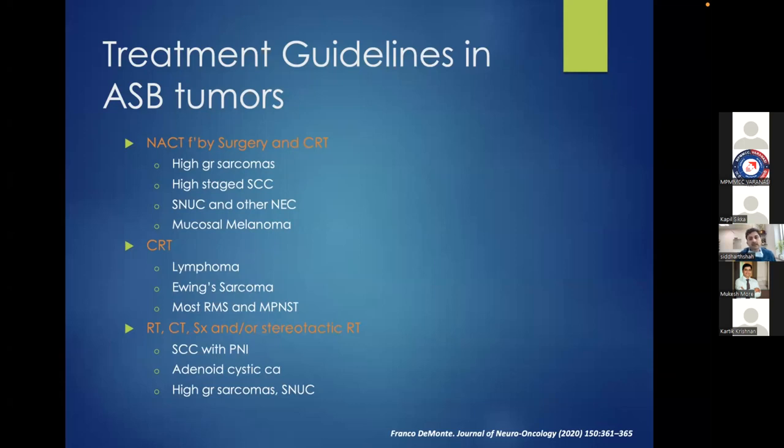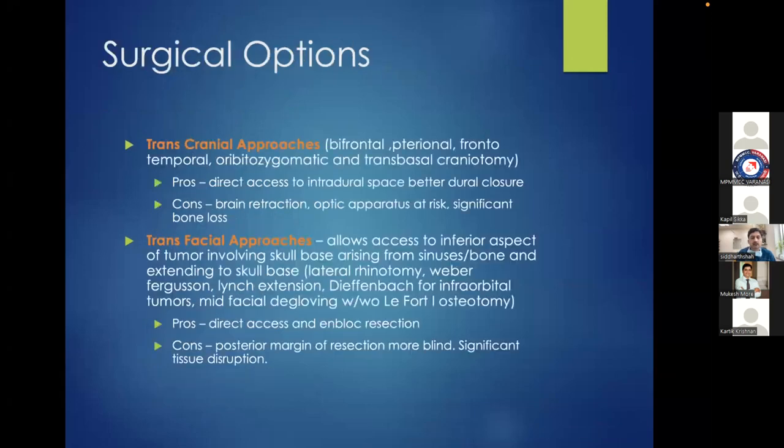Certain groups of patients, like lymphoma, Ewing sarcoma, or most rhabdomyosarcomas, so sarcomas and lymphomas, are primarily managed by chemoradiation. And certain tumors where multimodal therapy is needed are squamous cell carcinomas, adenoid cystic carcinomas, and high-grade sarcomas.